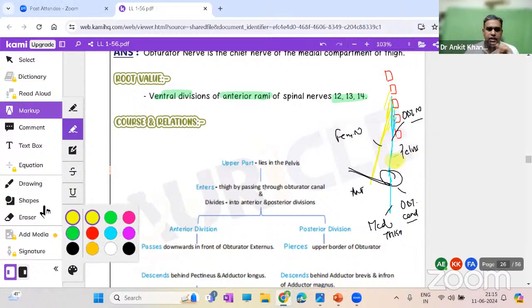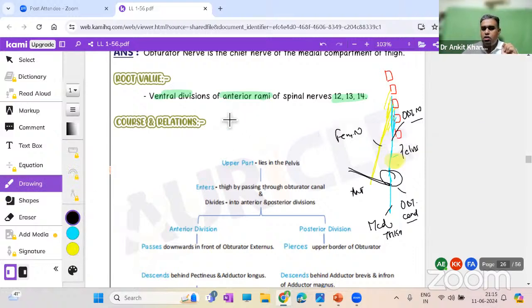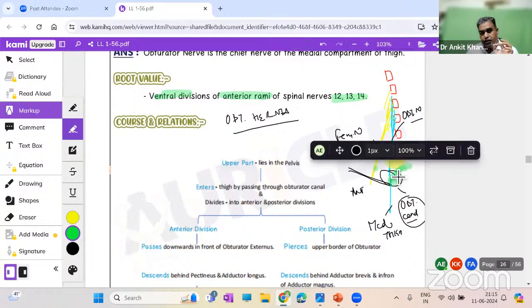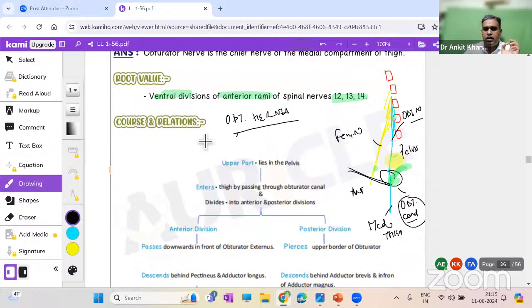Second, let me add one more clinical point over here. You have one more rare condition known as obturator hernia as well. What happens is this obturator canal, it's actually a very small area in the obturator foramen. But a hernia may try to enter through this opening as well. And then that hernia will obviously compress the obturator nerve. So in case of obturator hernia, the obturator nerve can be compressed.